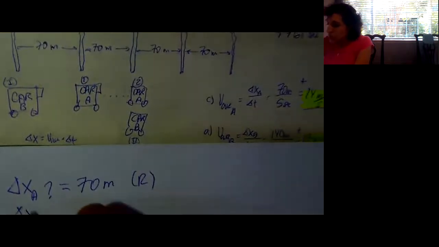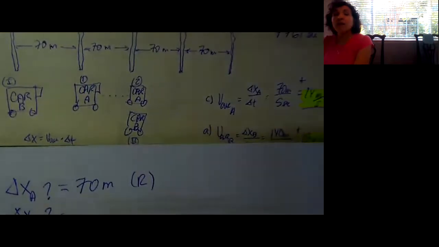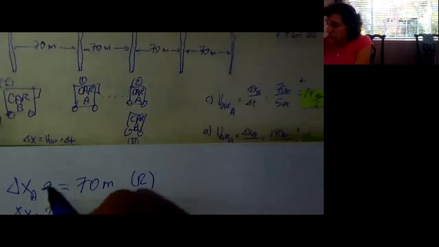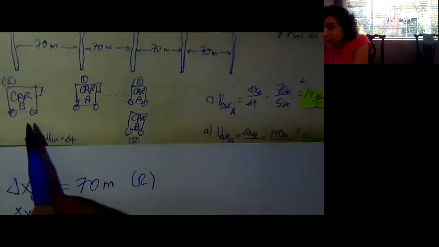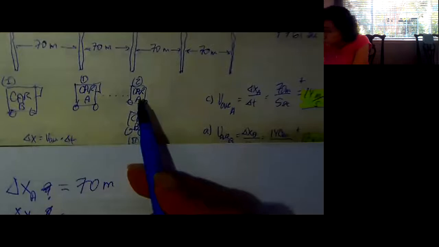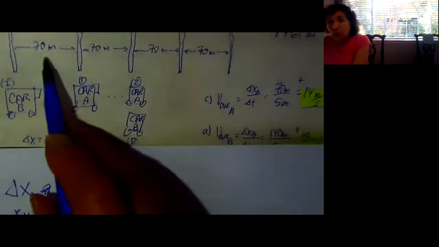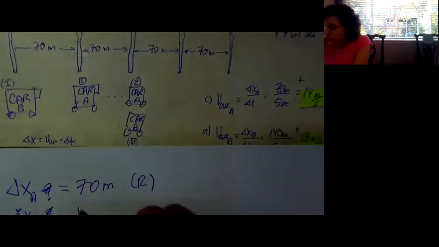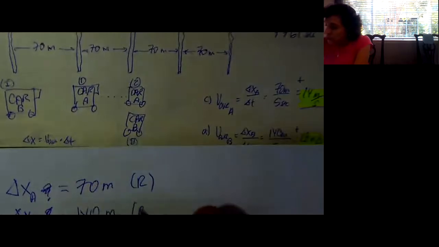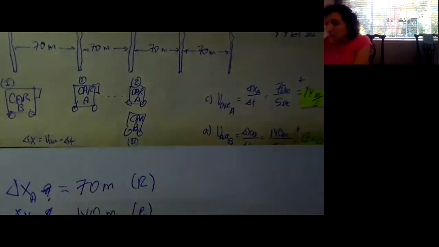So what's the displacement of car B? I probably should get rid of the question mark. Well, let's see. Car B is the one further back and ended up 2 poles away. So we just add them up. 70 plus 70 is 140. So we know it went 140. Also it went to the right. Okay, so there's our displacements.